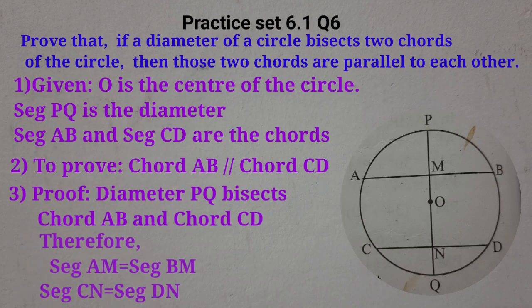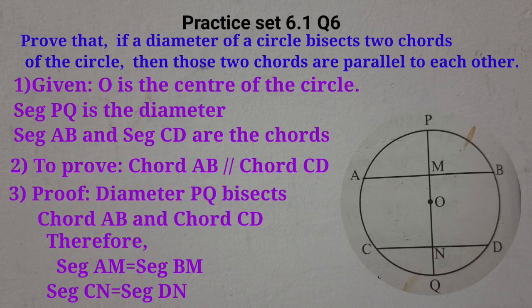Third step, proof. We are writing diameter PQ bisects chord AB and chord CD. Segment PQ bisects AB means AB is divided by PQ into two equal parts, that is AM and MB. Therefore, we have written segment AM equal to segment BM. In the same way, PQ also bisects chord CD into two equal parts, that is CN and ND. Therefore, we have written segment CN is also equal to segment DN.